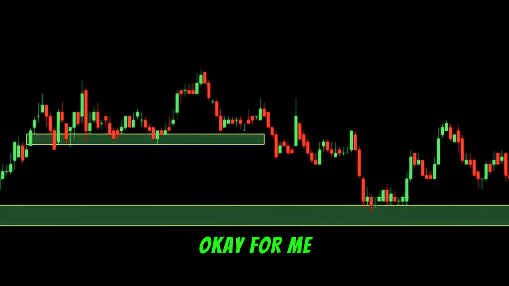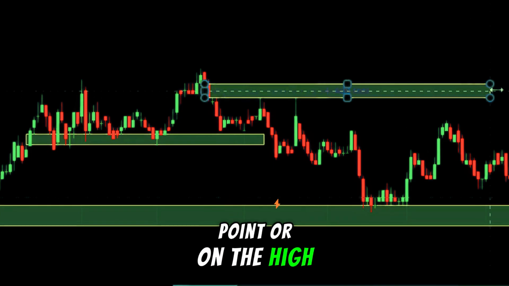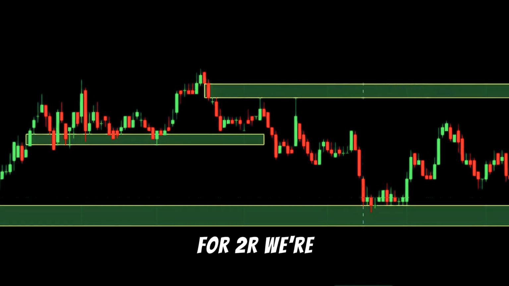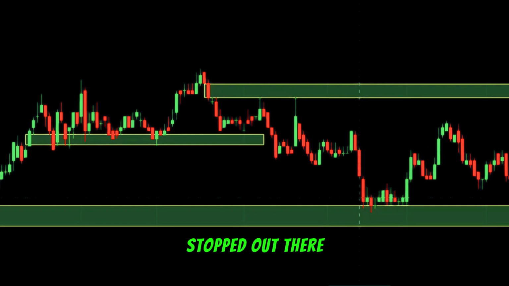Now, this is okay for me. So we can go ahead and take an entry and put our stop on that swing point or on the high, and then look for 2R. We're back towards that lower end of the range. And you can see we do go ahead and get 2R. We almost get stopped out there.